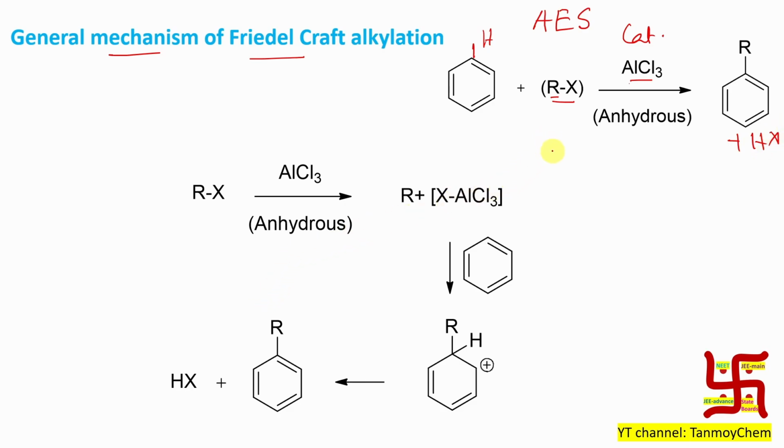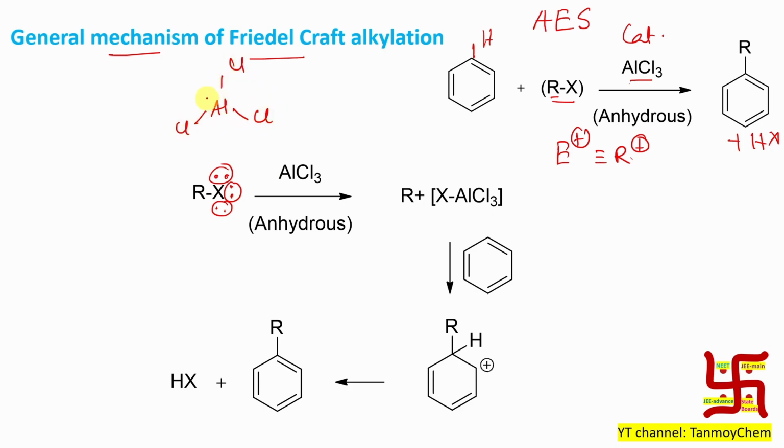Now how is the electrophile produced? Actually, here the electrophile is R plus. So how is this R plus produced? For that purpose, this RX reacts with AlCl3. Now if you look at this AlCl3 molecule, it reacts with this halogen. Why? Because AlCl3 is actually a covalent molecule.